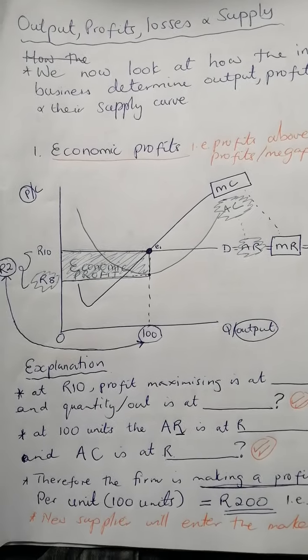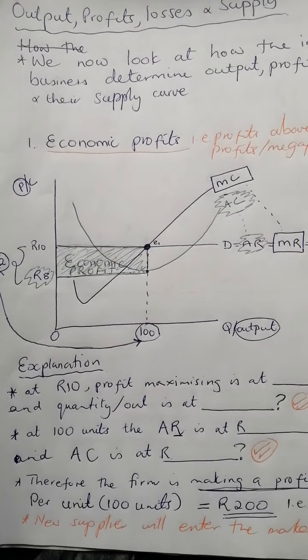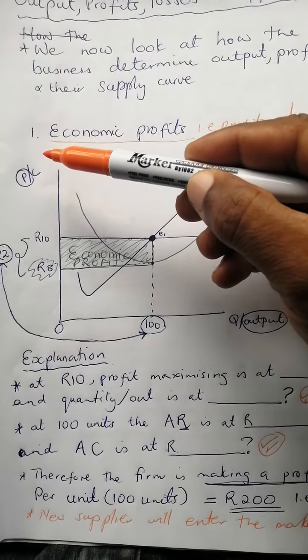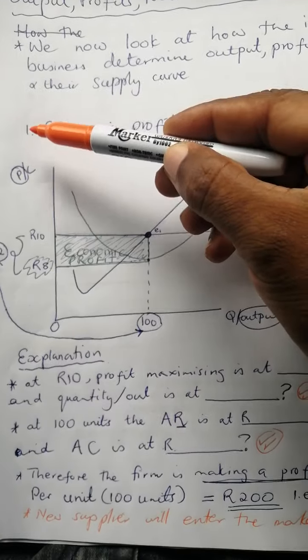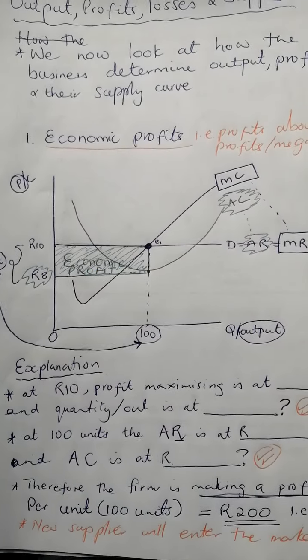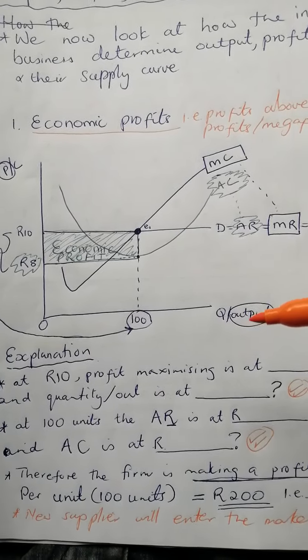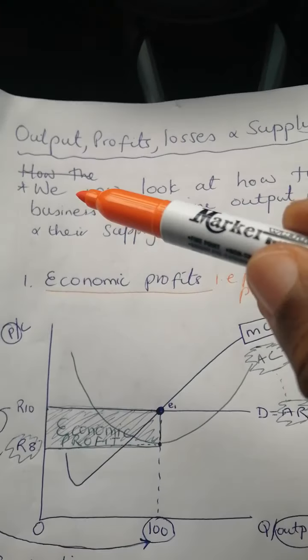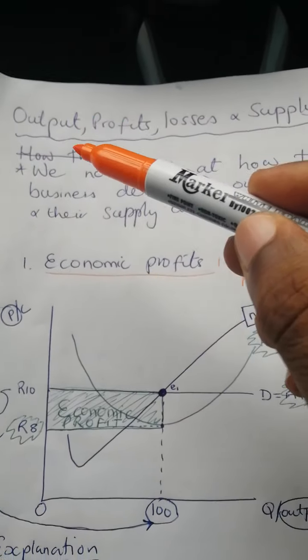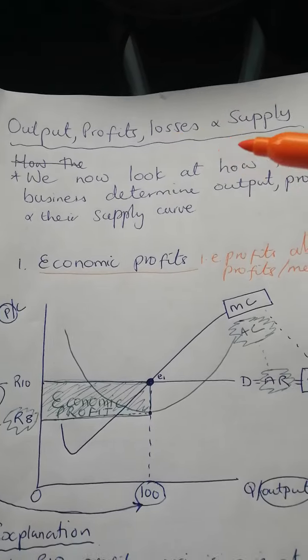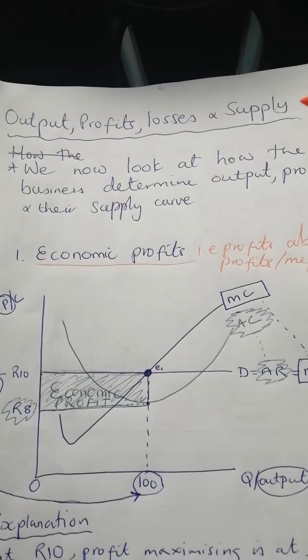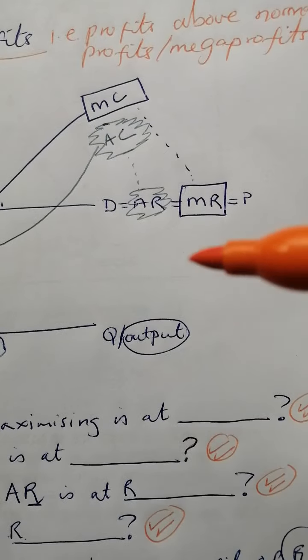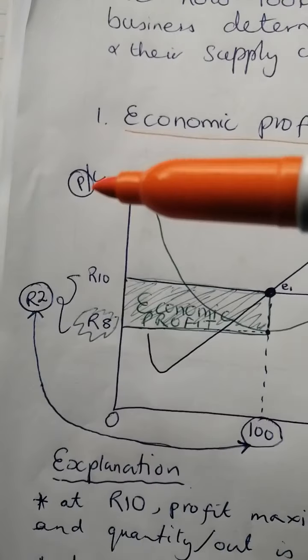Now, when we draw this graph, this is how it will look. Remember, this is your price or cost. You put it on the side, and then on this side it will be your output or your quantity. Remember, at the heading we want to see the output, the profits, the losses, and the supply curve of an individual firm. So by showing this, we are showing you the output, we are showing the price.